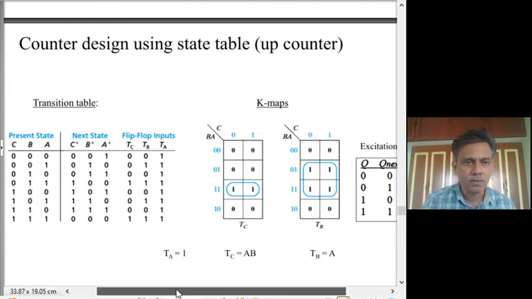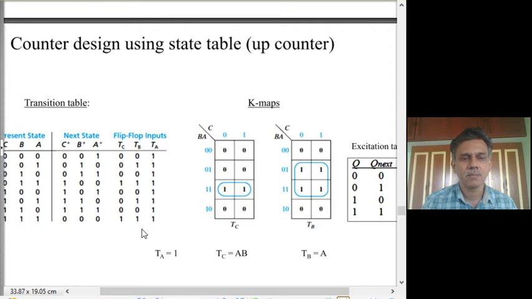Next, what we do is find out the equations for TA, TB, TC. We already saw TA is equal to 1. Coming to TB, you just use a K-map to reduce it.